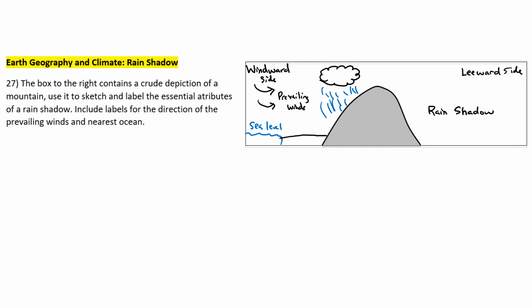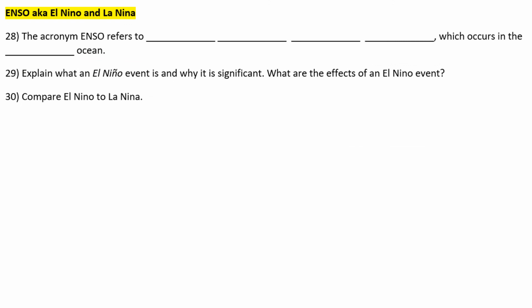The acronym ENSO refers to El Nino Southern Oscillation, which occurs in the Pacific Ocean. Explain what an El Nino event is and why it is significant. What are the effects of an El Nino event? So I'm gonna answer it down here, y'all.